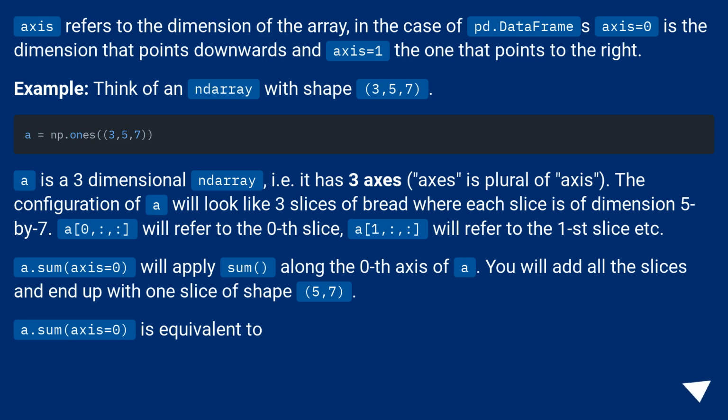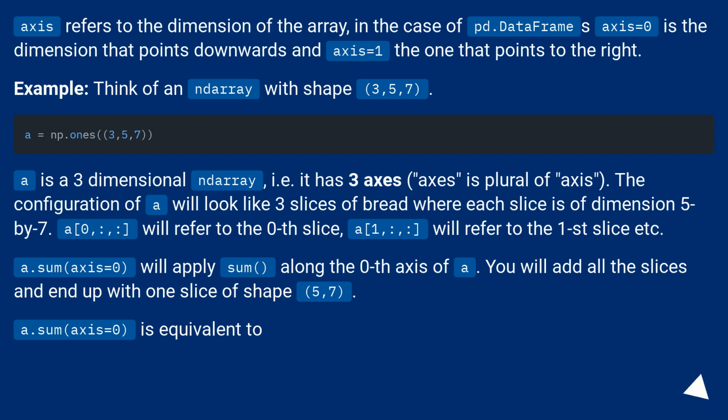Axis refers to the dimension of the array. In the case of pd.DataFrame, axis equals 0 is the dimension that points downwards and axis equals 1 the one that points to the right. Example, think of an array with shape 3, 5, 7. A is a three-dimensional array, i.e. it has three axes. Axes is plural of axis. The configuration of A will look like 3 slices of bread where each slice is of dimension 5 by 7. A[0, :, :] will refer to the 0th slice, A[1, :, :] will refer to the 1st slice, etc.